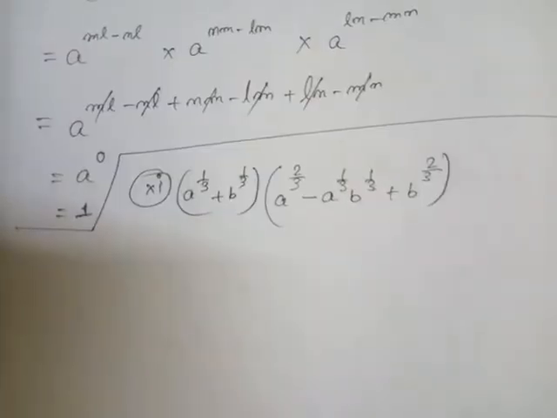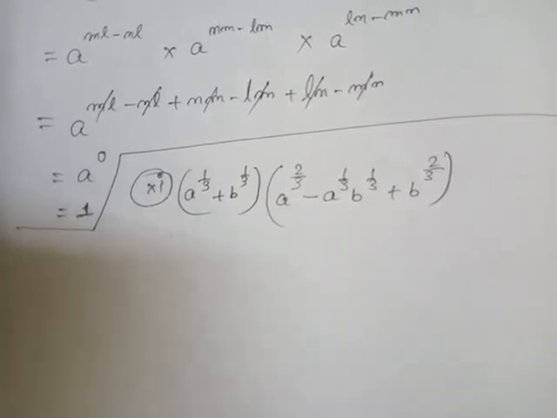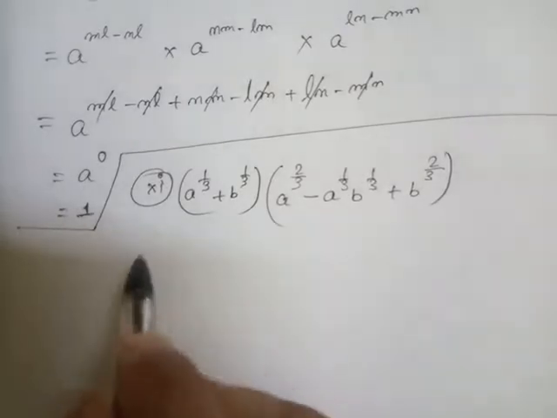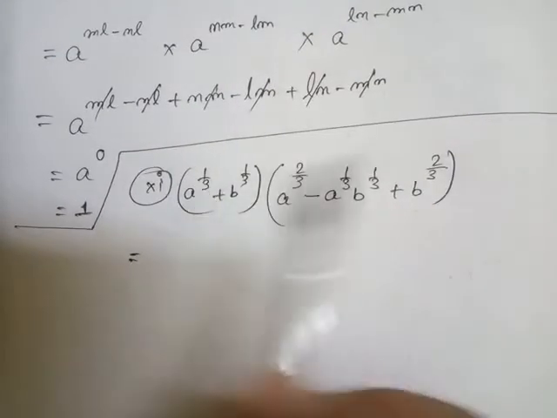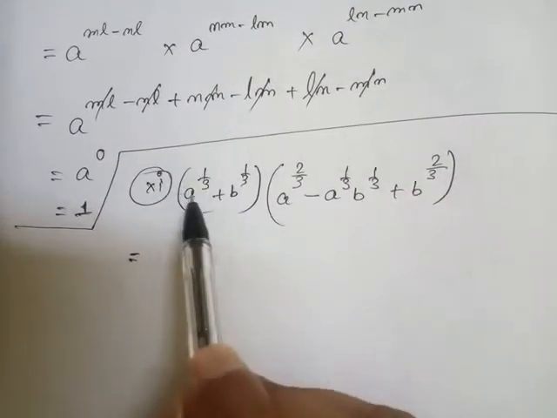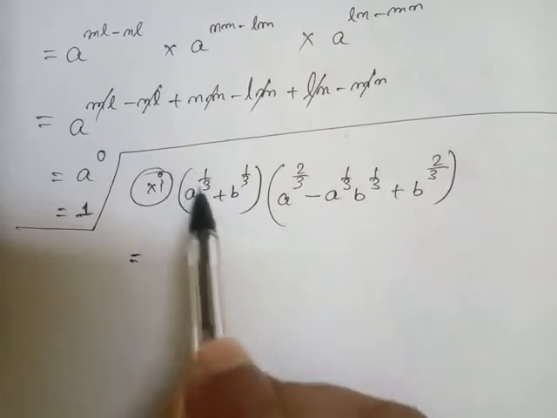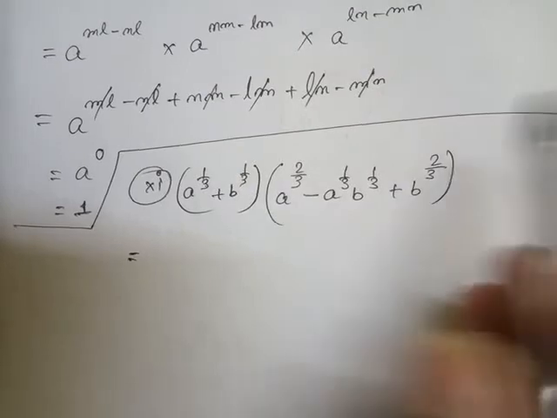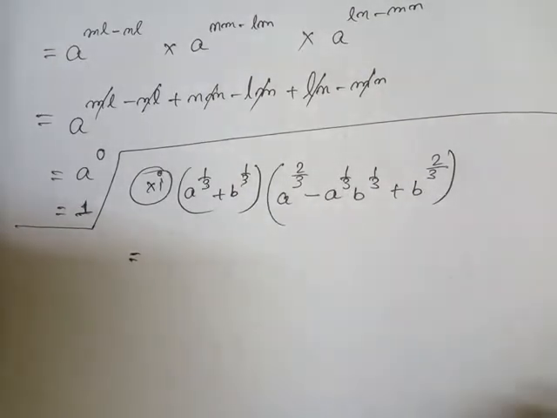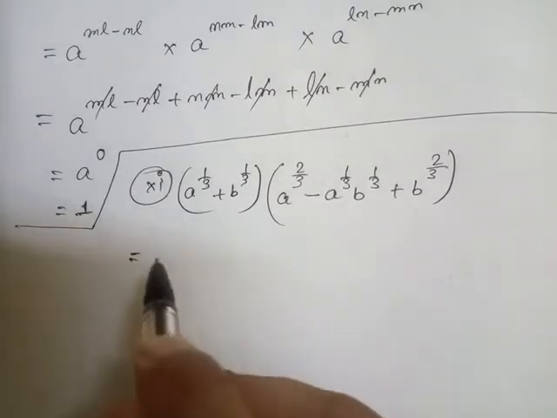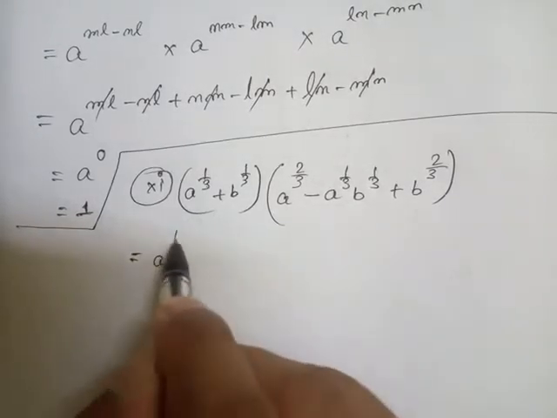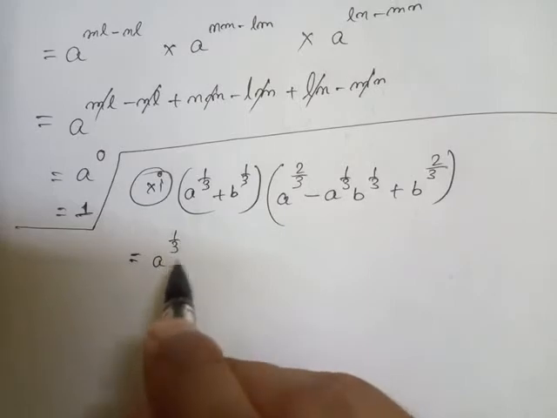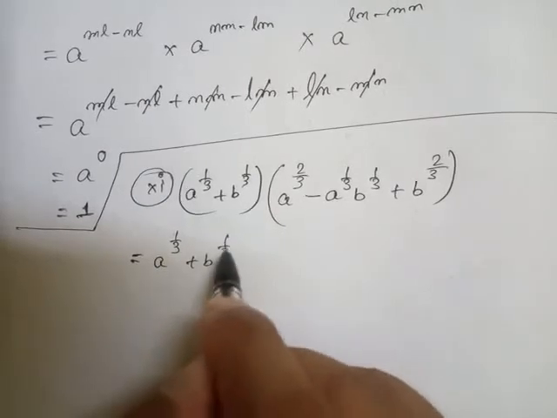Now student, look, that is question number 11. Now look how to solve this one. Here think this one, a to the power 1 by 3, is as a whole a, and b to the power 1 by 3 is as a whole b. So first of all we'll write here a by a to the power 1 by 3 plus b to the power 1 by 3.